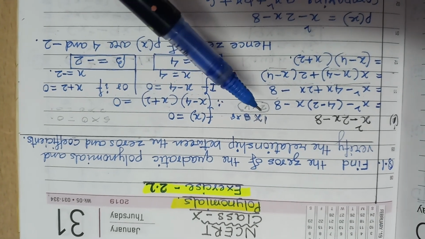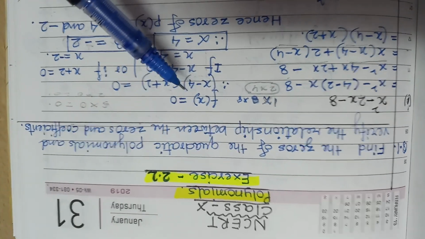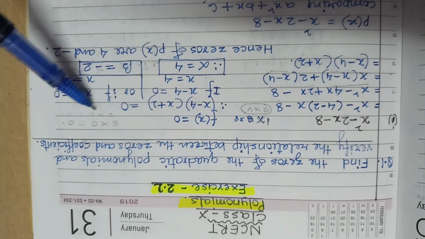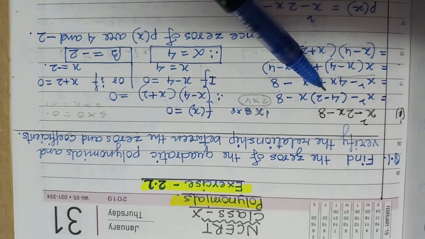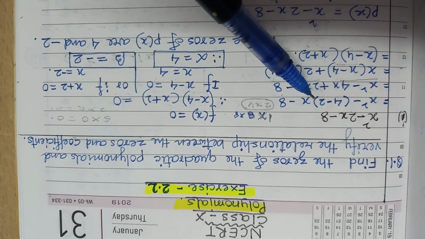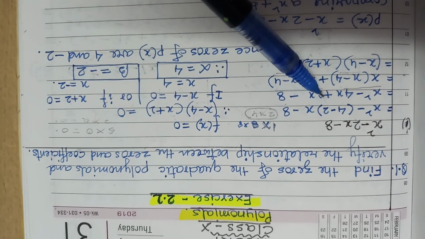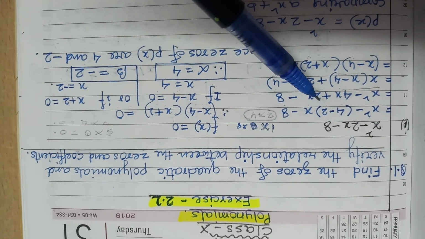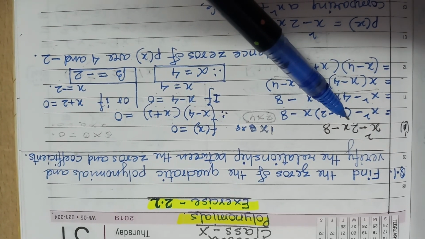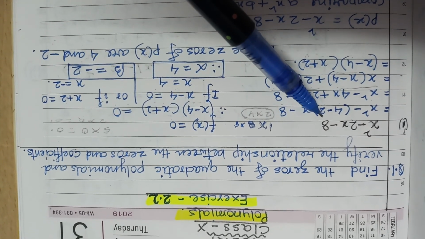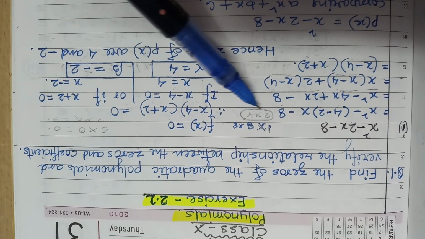First question is: find the zeros of the quadratic polynomials and verify the relationship between the zeros and the coefficients. Now x square minus 2x minus 8. By splitting the middle term, already you know the middle term factors. So the middle term is minus 2. We have to factorize the last term 8. It is 4 twos are 8. We have to take this factor.